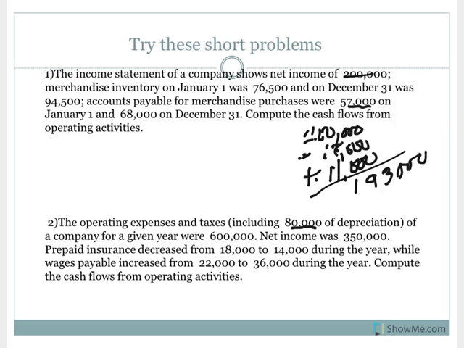In the second one, the operating expenses and taxes included $80,000 for depreciation. The net income was $350,000. Okay, $350,000. But to get down to net income, I deducted $80,000 in depreciation, so I add that back. And therefore, we say the adjustment is $430,000.